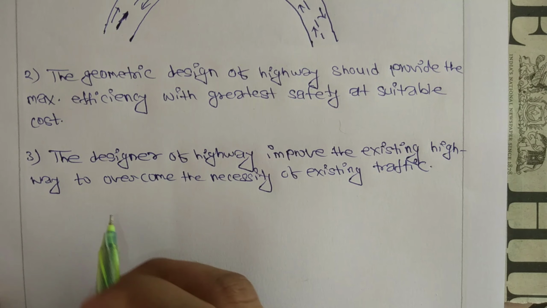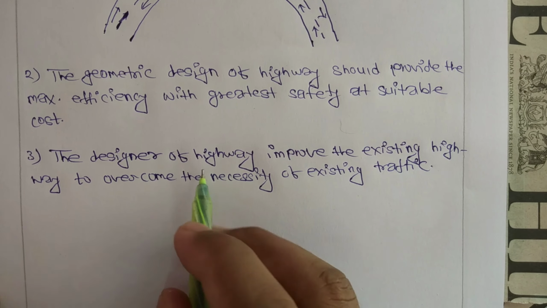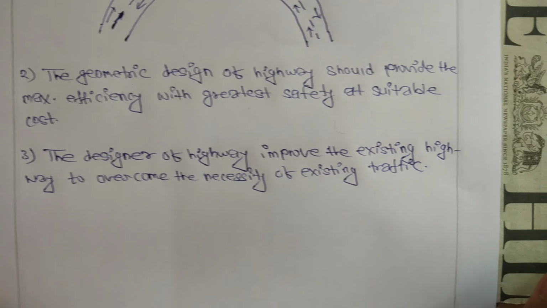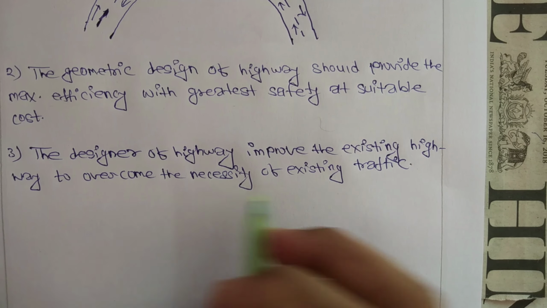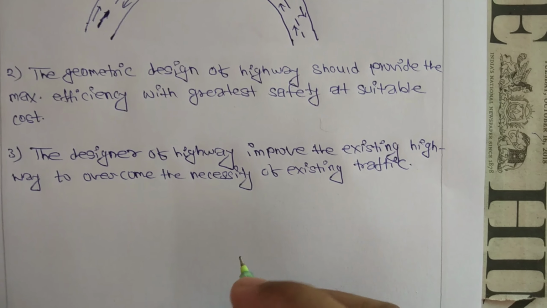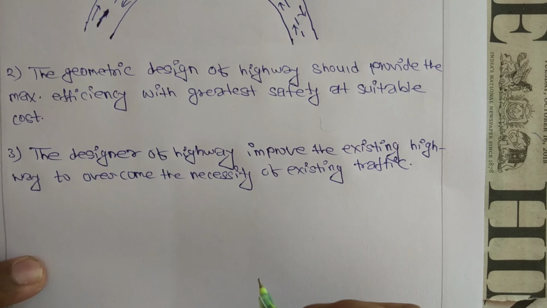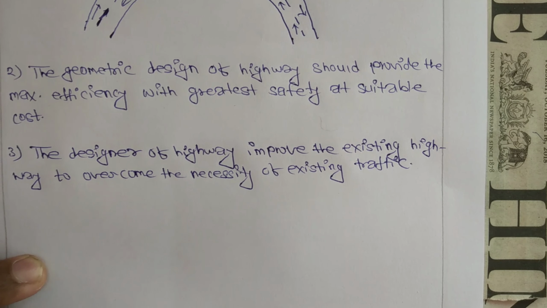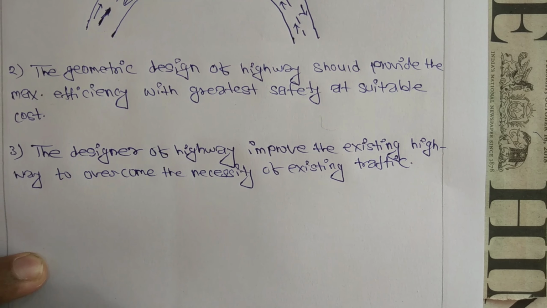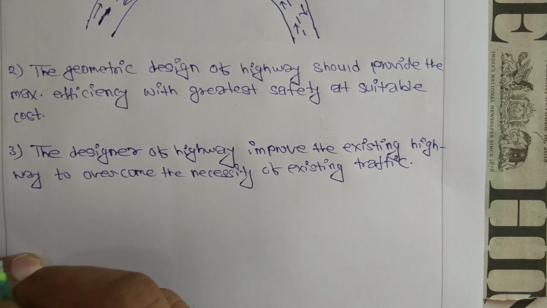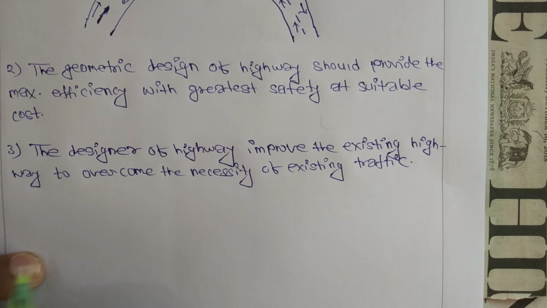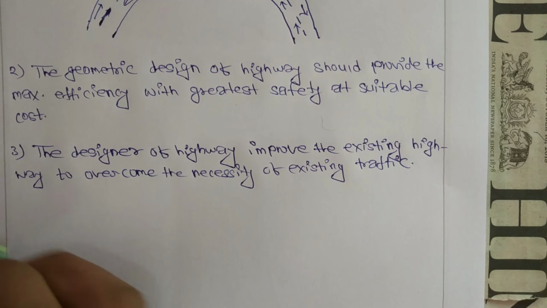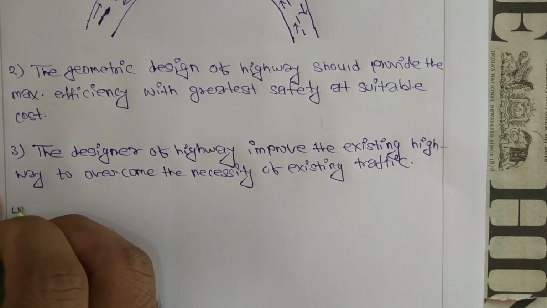So moving into the third point, that is the designer of the highway improve the existing highway to overcome the necessity of existing traffic. So it means the designer of the highway improve the highway while they are designing the road, or while they are constructing the road, they improve the highway design. So moving on to the fourth point.